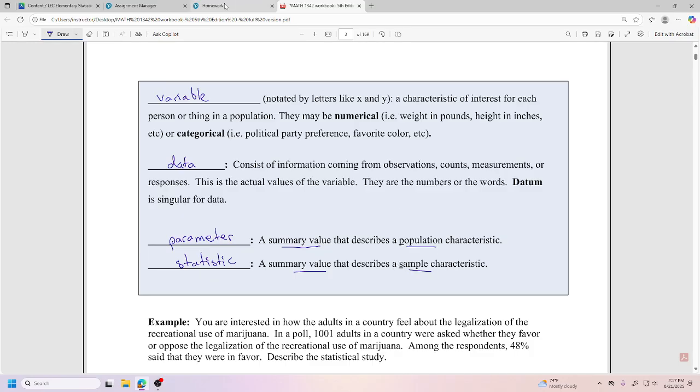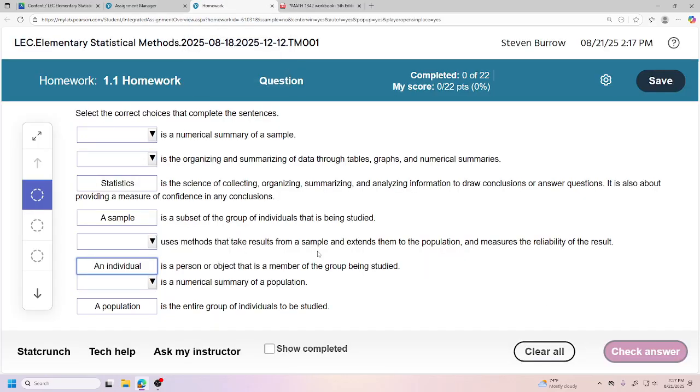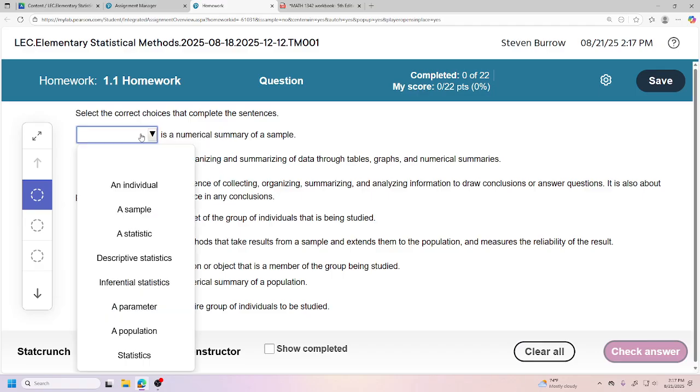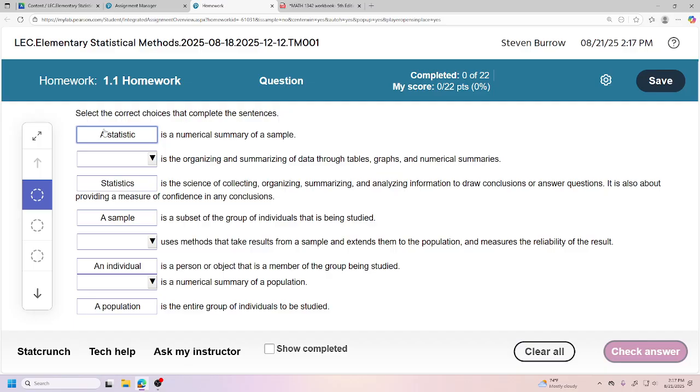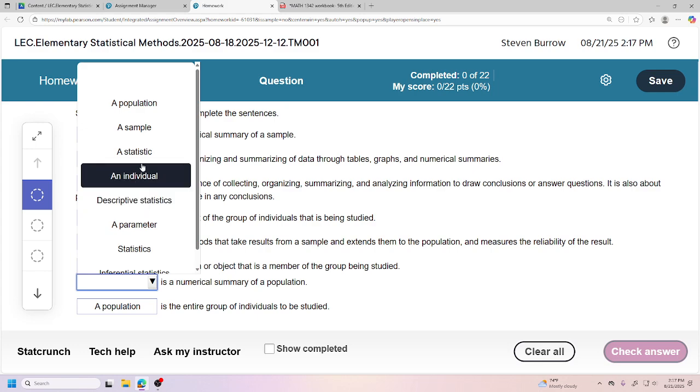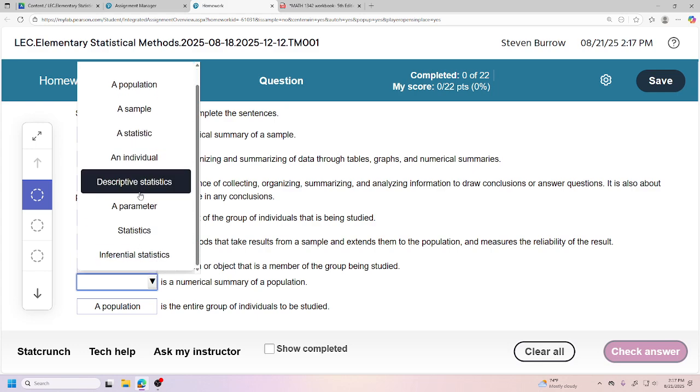Let's see if I can find that wording somewhere. Summary value, numerical summary of a what? So therefore it's a statistic, right? Sample statistic. Do we have another numerical summary of population? Very good. Parameter. Oh, it's right there.